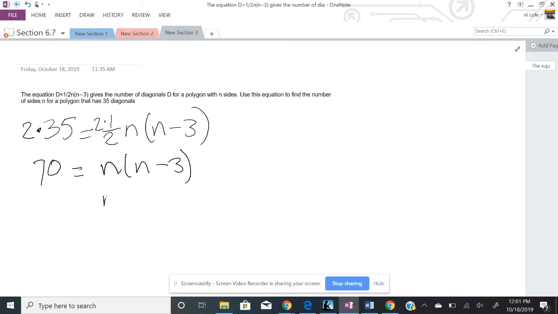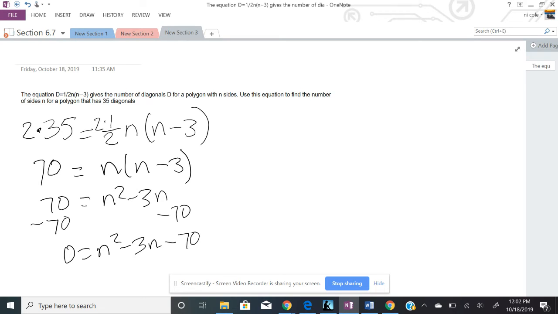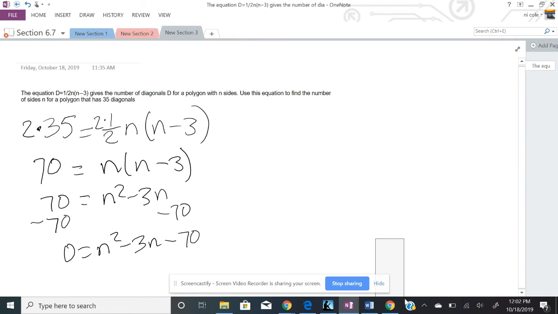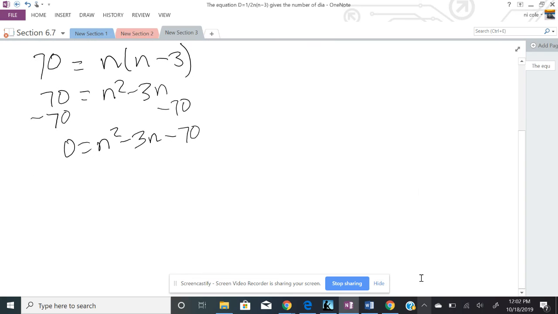Now I'm going to distribute. That gives me n squared minus 3n, which equals 70. And I'm going to subtract the 70, so I get this equal to 0. So 0 is equal to n squared minus 3n minus 70. Okay, so I have it equal to 0. Okay, is it in descending order? Yes. Do I have a greatest common factor? No, so I can go ahead and start factoring.